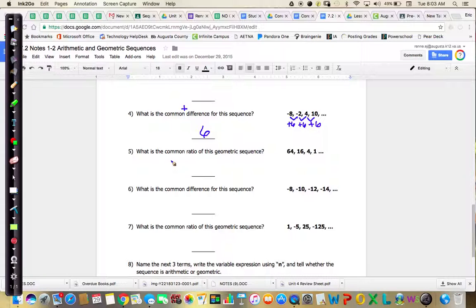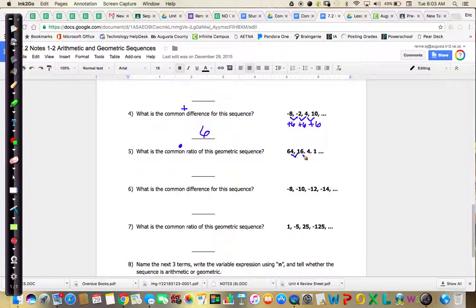Okay, number 5. It says, what is the common ratio of this geometric sequence? So we're looking for the number that we are multiplying each time. Now, I notice the numbers are going down. So it's a division pattern, and when we have a division pattern, we know we're multiplying by a fraction. So let's try to figure out here what we are dividing by. So try to think of a number that we're dividing by here.